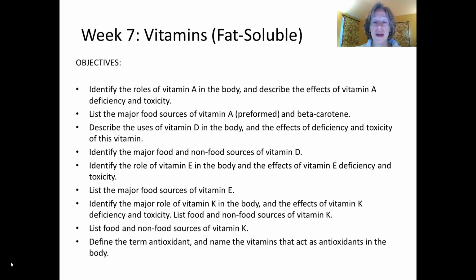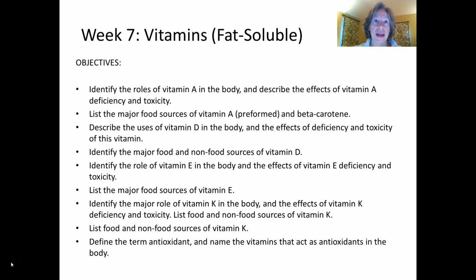Identify the role of vitamin E in the body and the effects of vitamin E deficiency and toxicity. Vitamin E, again, is an antioxidant, just like C and beta-carotene. The effects of vitamin E deficiency: this can cause one of the vitamin-related anemias because vitamin E protects the fatty acids in your cell membrane from getting attacked by free radicals, those oxidants. It can help keep your cell membranes intact, and if this is a red blood cell, that's important because if you lack vitamin E, that might increase your risk for those red blood cells bursting and dying.